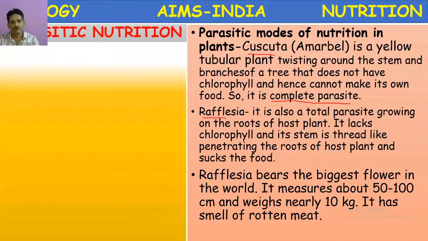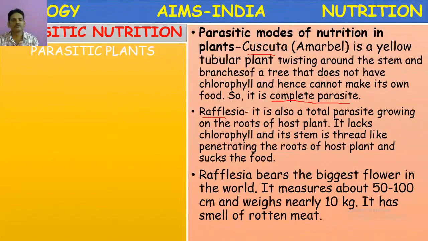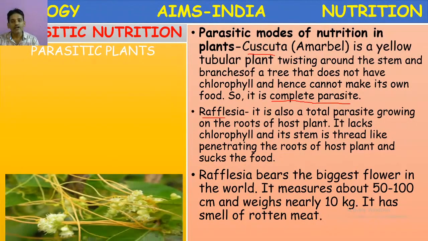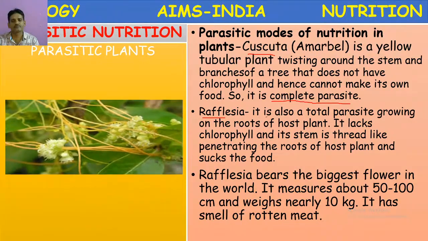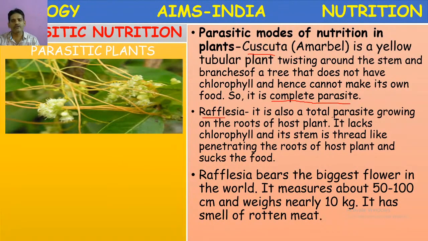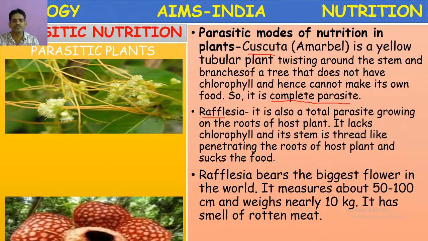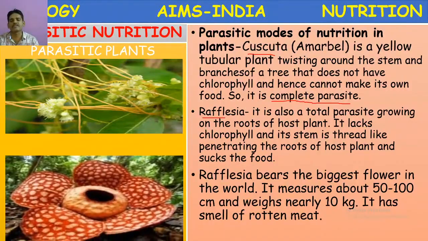Next example, Rafflesia. Rafflesia is also a total parasite. It grows on the roots of the host plant. It lacks chlorophyll and its stem is thread-like.